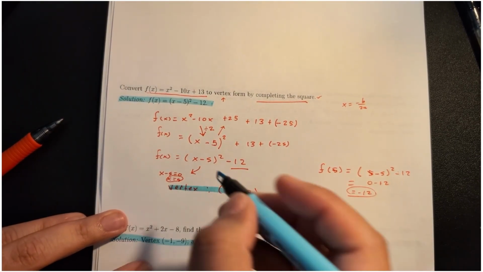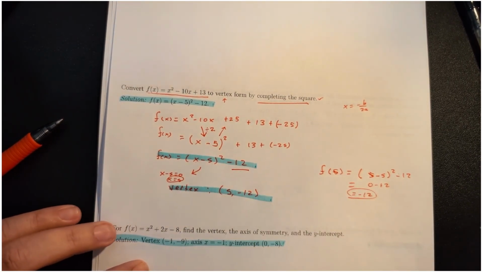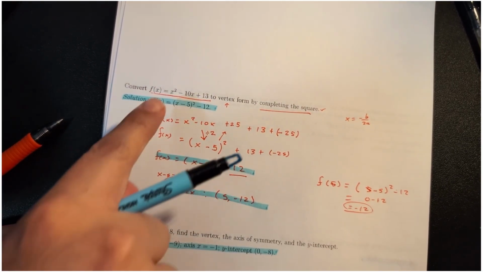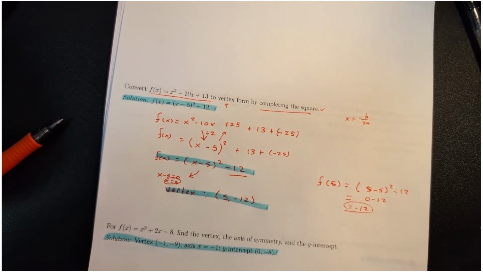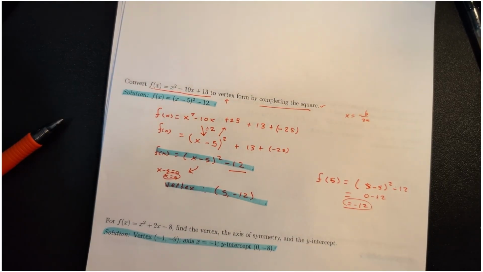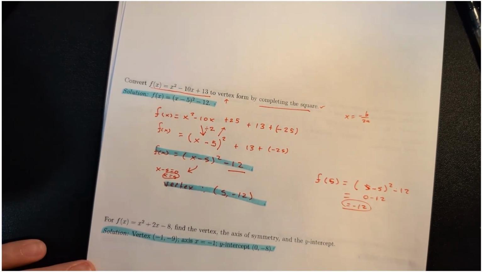Okay. So vertex is this. My completing the square is this. We did complete the square. I forgot to add the solution here for the vertex, but this is our vertex. Let's see. Let's do another completing the square.